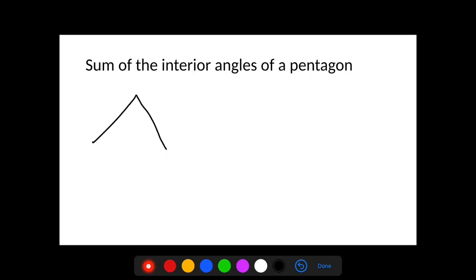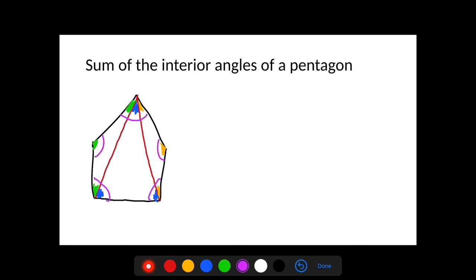Let's do a pentagon next. Pretend that these are straight sides here. I can break it into, this time, three triangles. I like to do the strategy where I don't have to subtract off extra angles. I can see that the interior angles of my pentagon come from the three triangles. Each triangle contributes 180 degrees. I have three triangles, so the sum of the interior angles of a pentagon is 540 degrees.